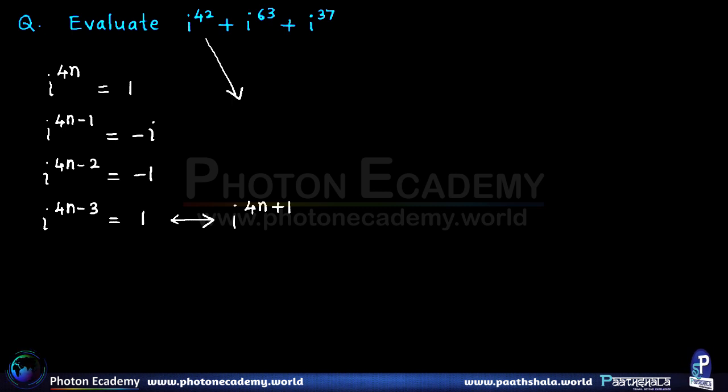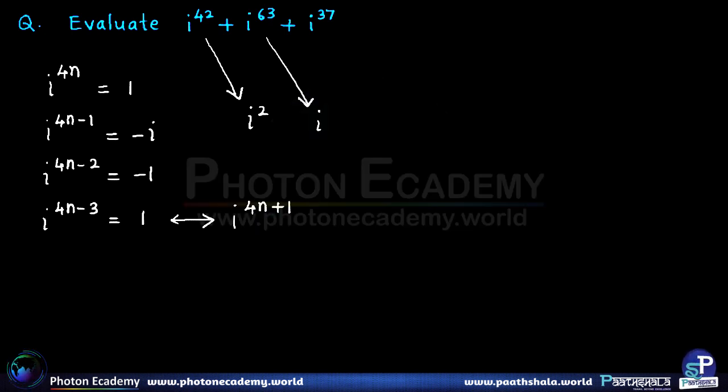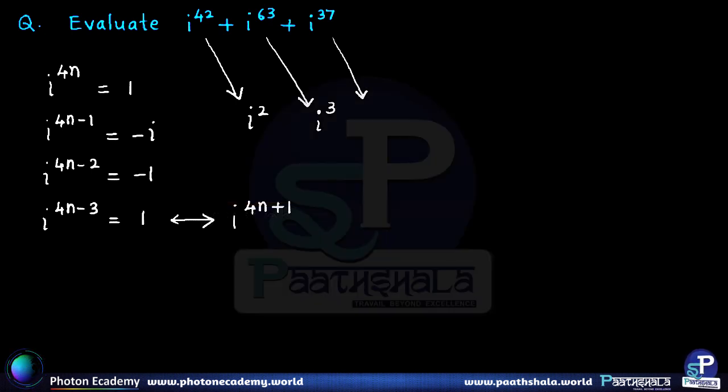Now if we consider i raised to 42, it is 2 more than i raised to 40, and i raised to 40 is 1. So the additional 2 in the index will make it i square. Now i raised to 63: if we consider 63 as 3 more than 60, and since 60 is a multiple of 4, i raised to 63 is effectively the same as i cube. And lastly i raised to 37. 37 is 1 more than 36 and 36 is a multiple of 4. So i raised to 37 is nothing but the same as i.